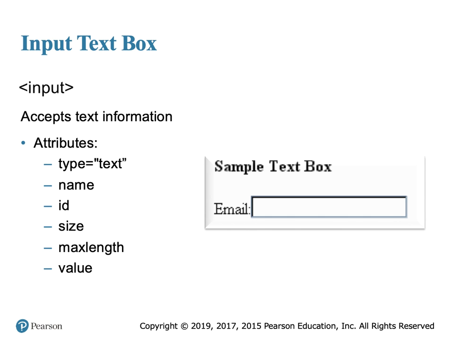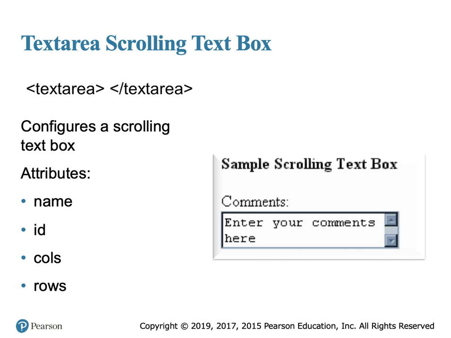The input element is a standalone tag with no closing tag. The input element with the type of text will create an input text box. The text box form control allows the user to type in text such as names, email addresses, etc. The text area element configures a scrolling text box. Some common attributes are name, ID, cols, which stands for columns, and rows.